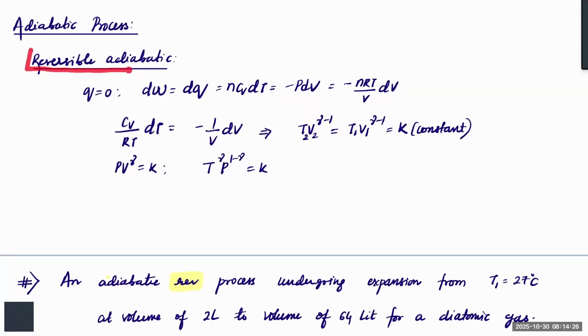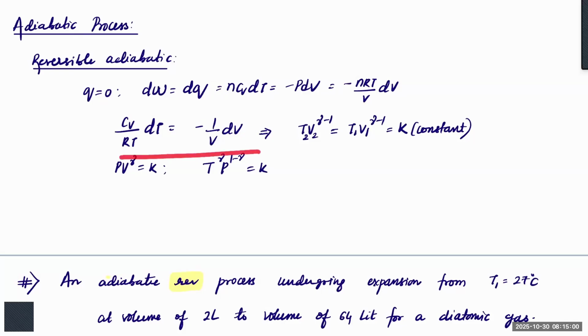If we talk about a reversible adiabatic process, that is Q equal to zero, then dW is equal to dU, which is equal to nCv dT, which is minus PdV. That can be written as minus nRT by V. Now, if I equate these two, Cv by RT into dT is equal to 1 by V dV, correct? Because I'm equating this with this one, the n will get cancelled. These are the values you will have.